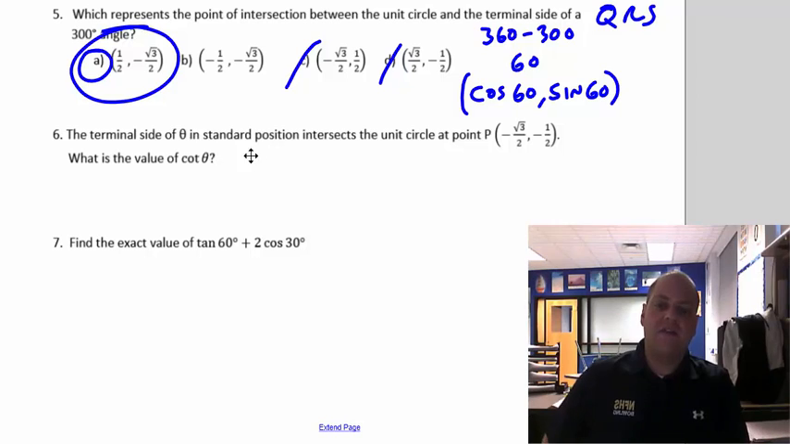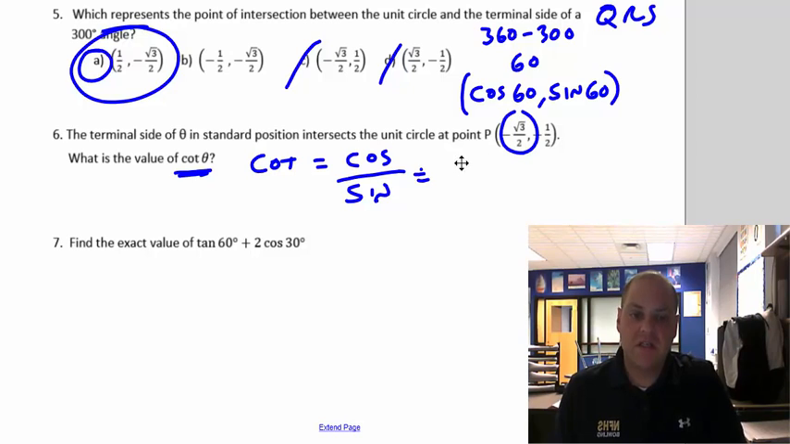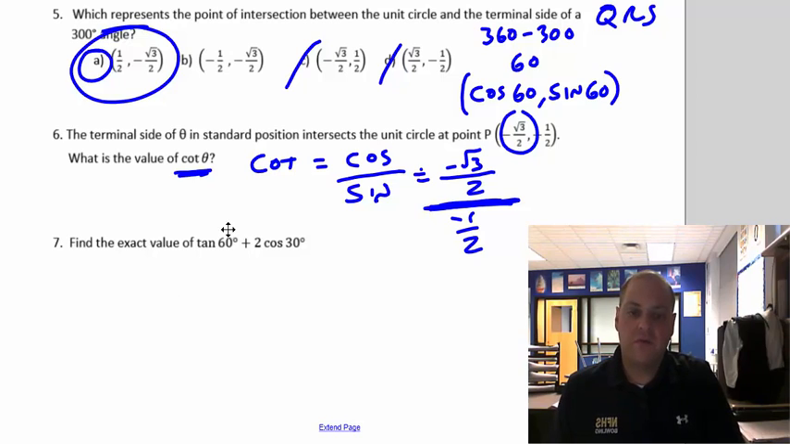The terminal side of theta in standard position is intersecting at negative radical 3 over 2, negative 1/2. So see how it's negative, negative. I know it's going to be a third quadrant angle. They want us to find the cotangent. Well, cotangent is cosine over sine. So I'm going to do cosine, which is this, negative radical 3 over 2, over negative 1/2. All right, and then of course this means divided by. So now it's going to be negative radical 3 over 2.